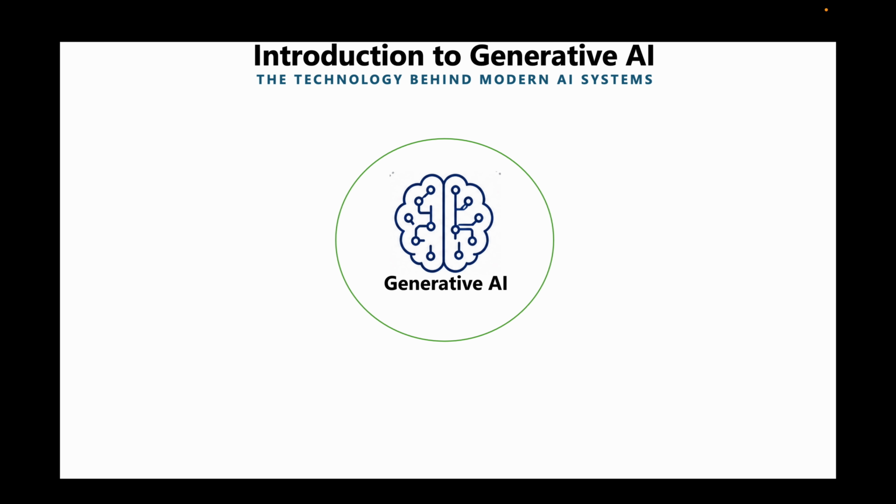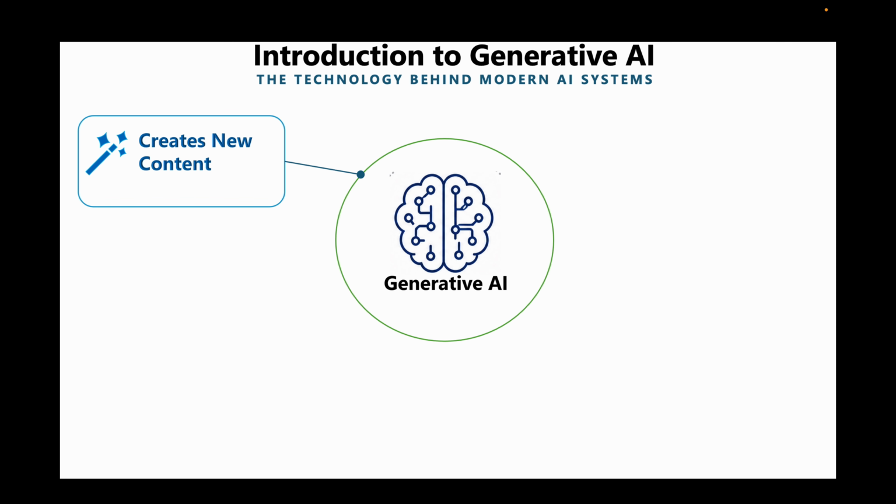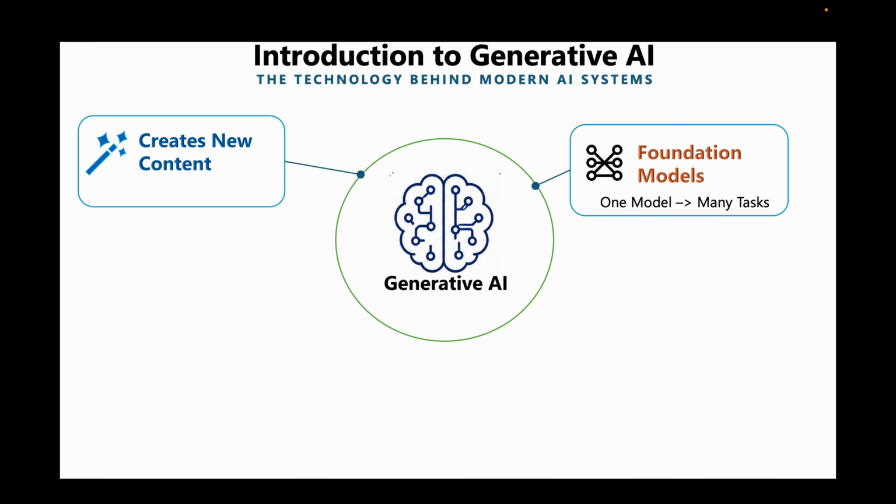Let us review the key features of generative AI technology. The first characteristic is that it can create new content. The second important idea is a foundation model in generative AI. Traditionally, we used to build separate AI models for separate tasks, such as classification, spam detection, translation, etc. Today, a single foundation model can perform many different tasks by simply changing the input prompt that you provide.